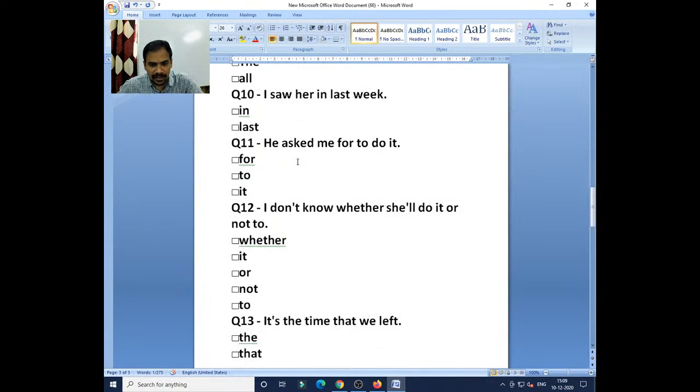Last one: I saw her in last week. Only 10 questions we will solve today. I saw her in last week. Okay, Siddhika, you have already given that in should be removed. I saw her last week. Okay, very good. In should be removed. So we have to remove in.